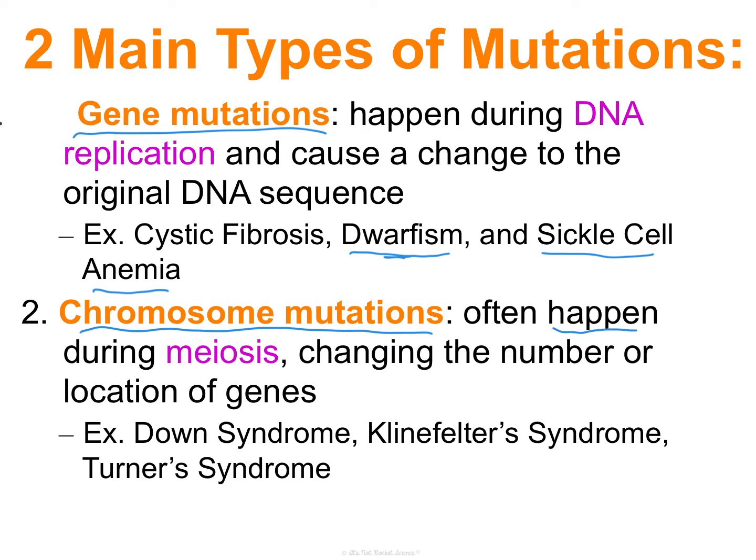Now, sometimes we can have an overall chromosome mutation. This pretty much occurs during meiosis, or inside of the gamete cells, and that will change the number of chromosomes, or the overall location of the actual gene. So this is a very large scale type of thing, where we're losing or gaining a whole entire chromosome. Things like Down syndrome or Klinefelter syndrome or Turner syndrome are examples of these large chromosomal mutations.